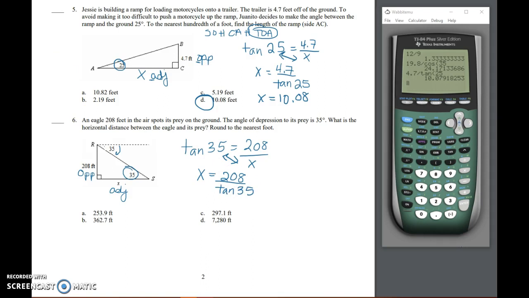And going back to my calculator, 208 divided by tangent of 35 gives me 297.1, and I can see x equals 297.1, and that's going to be answer choice C. And this is going to end the first video.